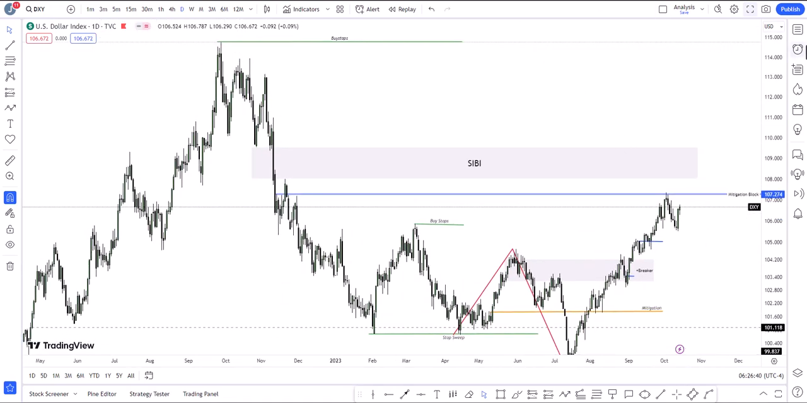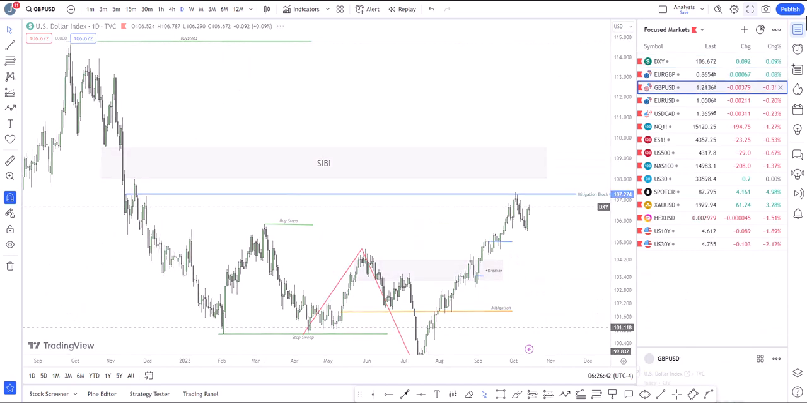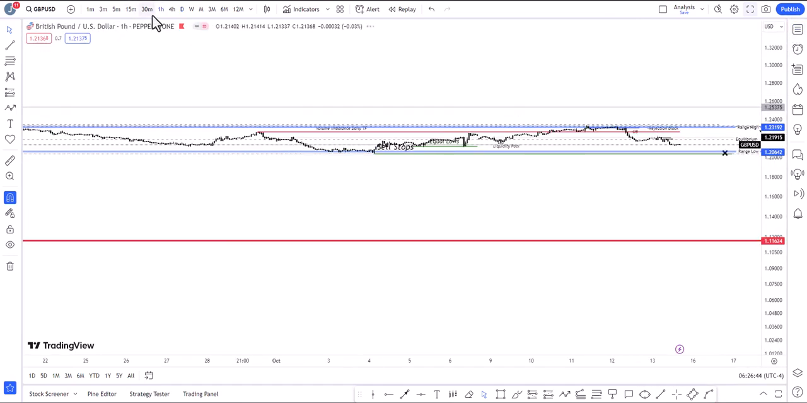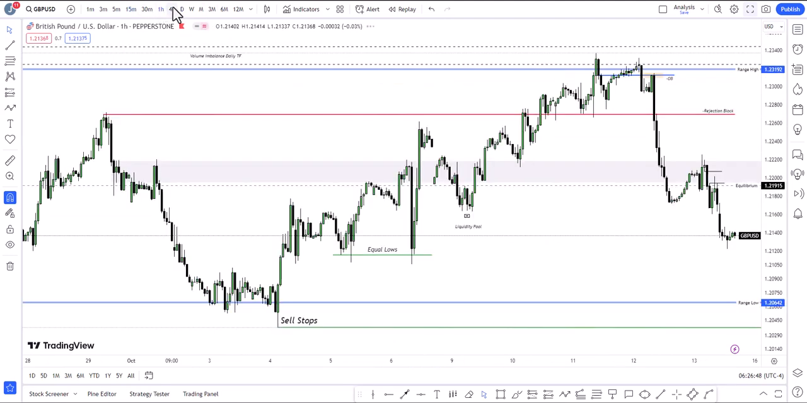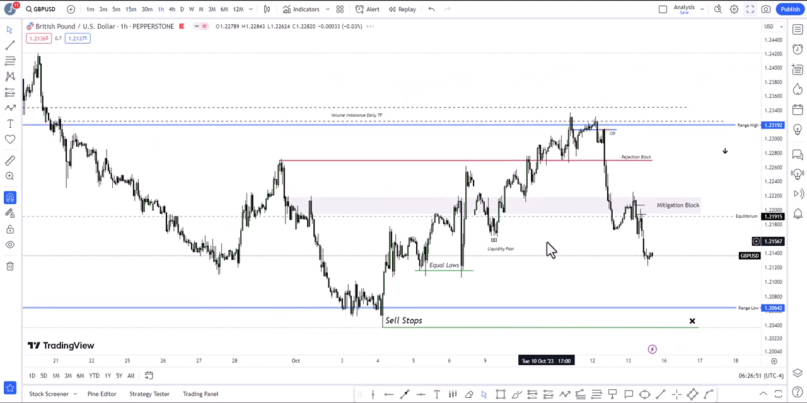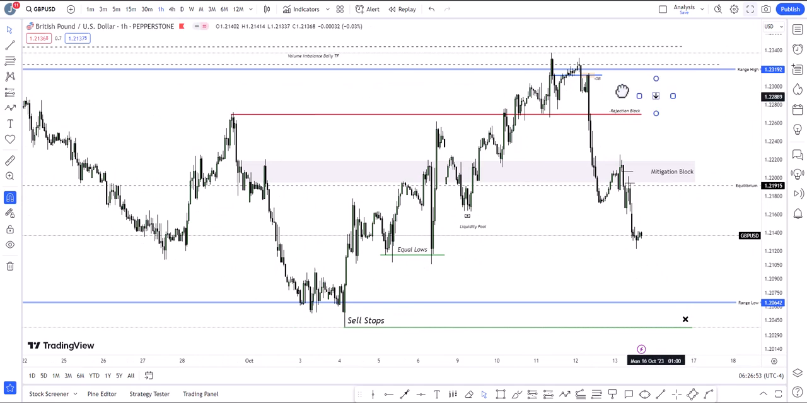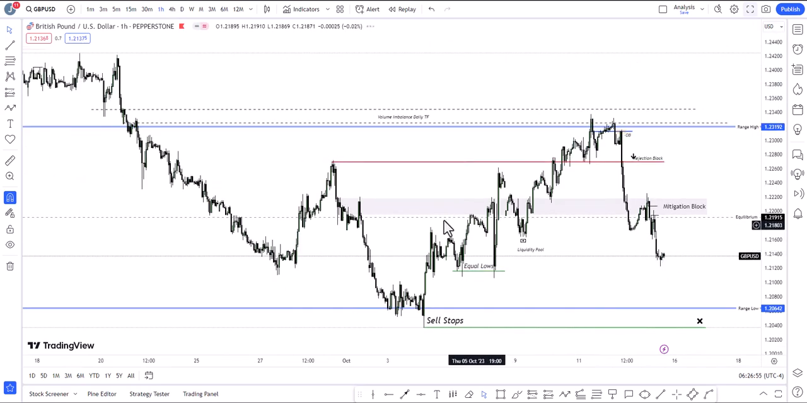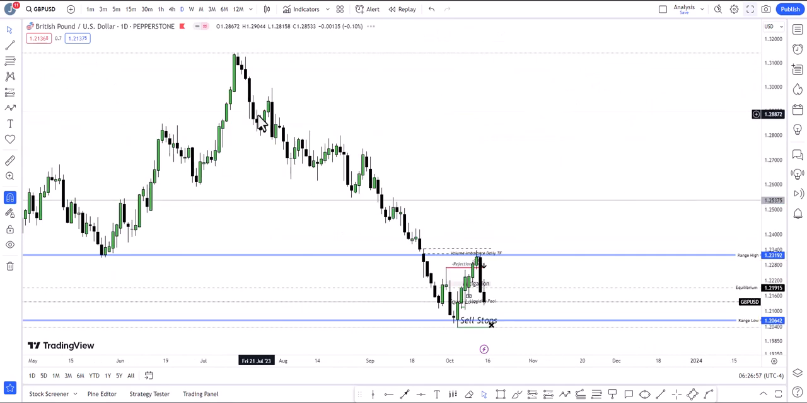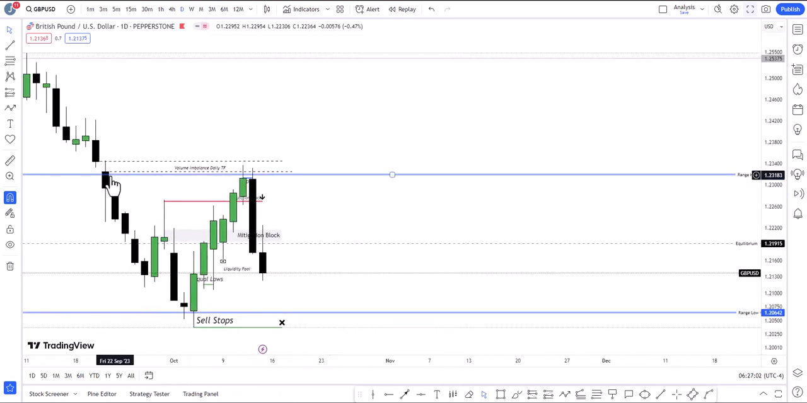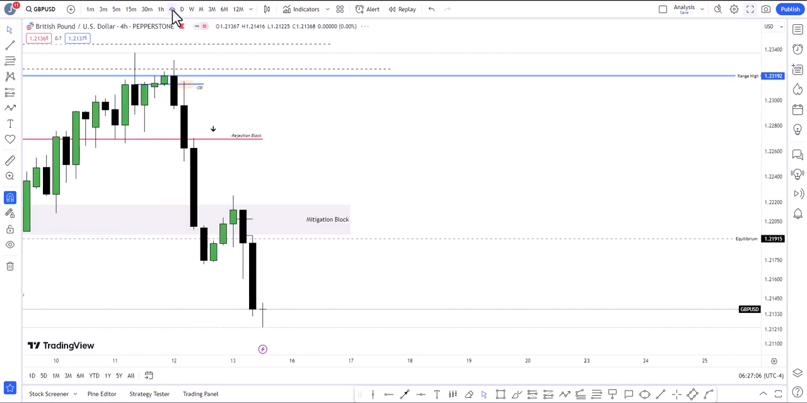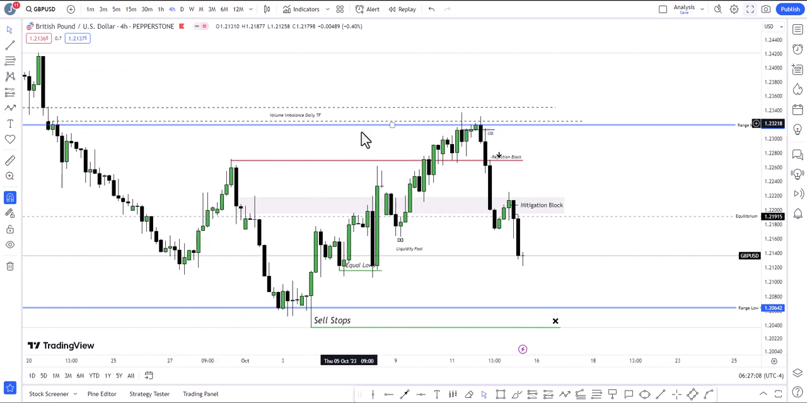I'm going to take a look at GBP. So British pound has been looking nice as well. Let me just break this down for you all here. As you can see here, on the daily perspective, we have a volume imbalance here, and break it down into a lower one. So we go into the 1 hour.